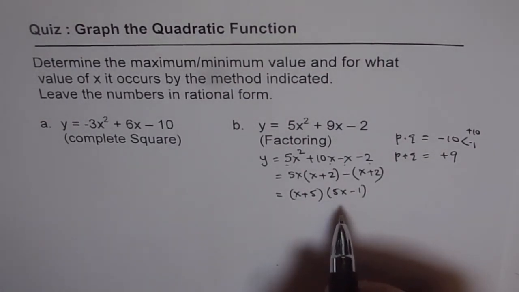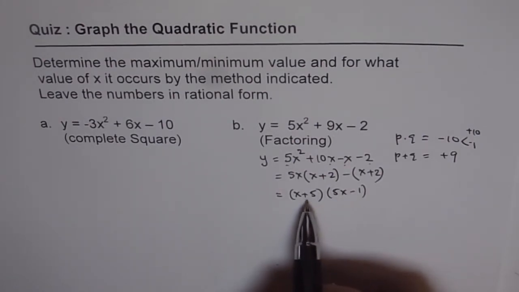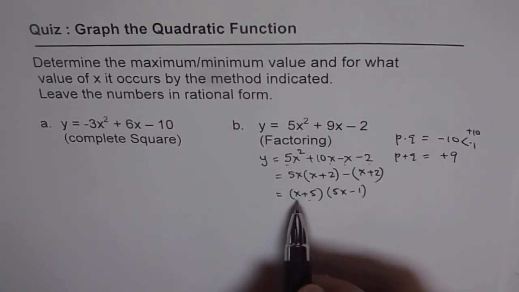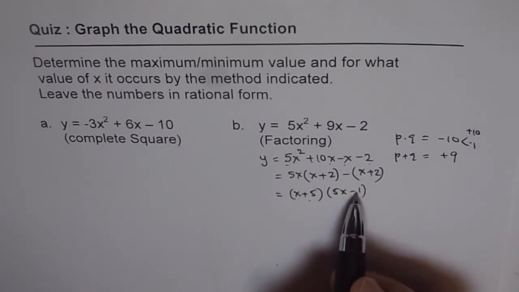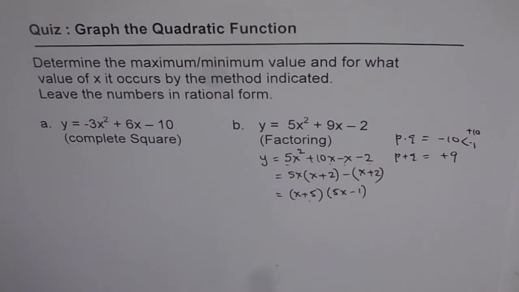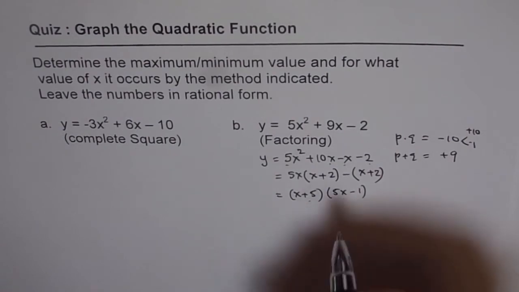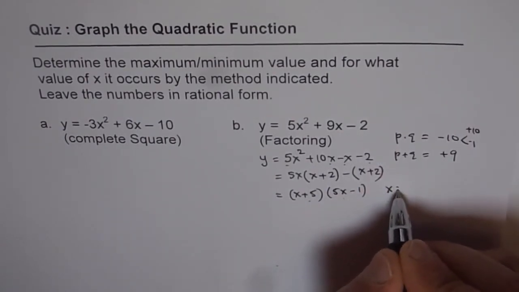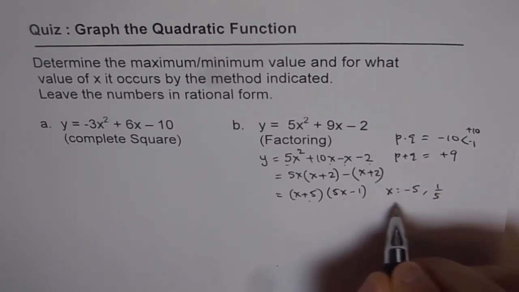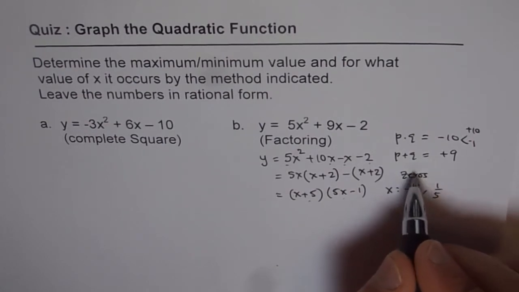After factoring, we need to find the maximum or minimum. How will you do that? Now that is at the axis of symmetry, and the axis of symmetry is midway between the two factors. So the factors are x plus 2 and 5x minus 1, which give zeros at minus 2 and 1 over 5. Since we have to work in rational form, we should not write 1 over 5 as 0.2, correct? So we have here x-intercepts, which are the two zeros, correct?